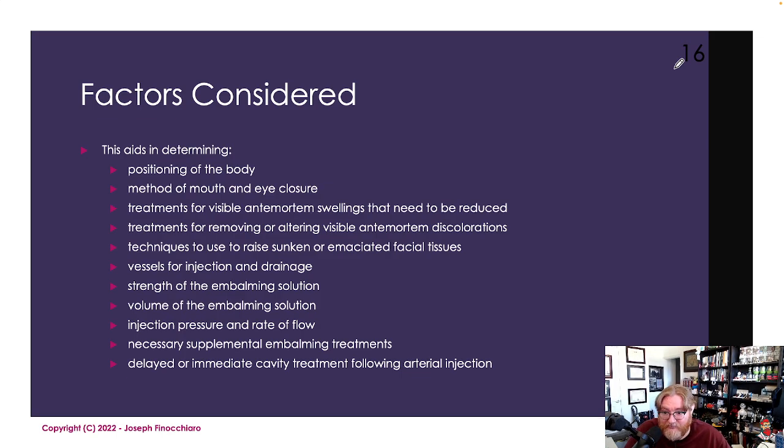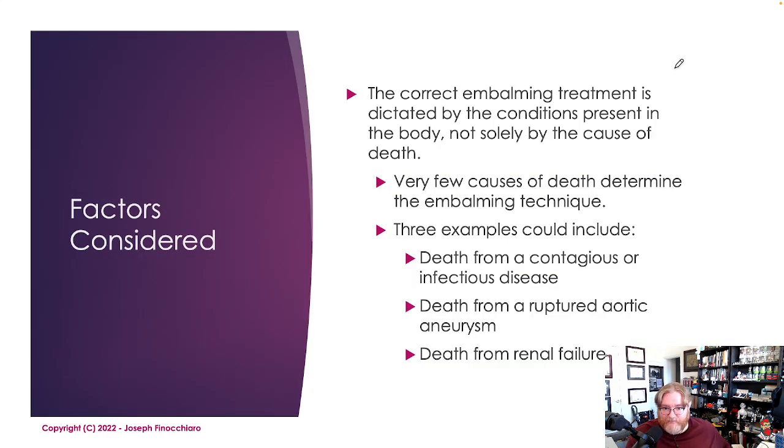This aids in determining how we position the body, what ways we're going to close the mouth and eyes, what we are going to do for visible antemortem swellings that need to be reduced, treatments for removing or altering visible antemortem discolorations, techniques used to raise sunken or emaciated tissues, what vessels we are going to use for injection and drainage, how strong we are going to make the embalming solution, how much of that embalming solution we are going to make, what type of pressure and rate of flow we are going to use during this injection, necessary supplemental treatments, and delayed or immediate cavity treatment following arterial injection.